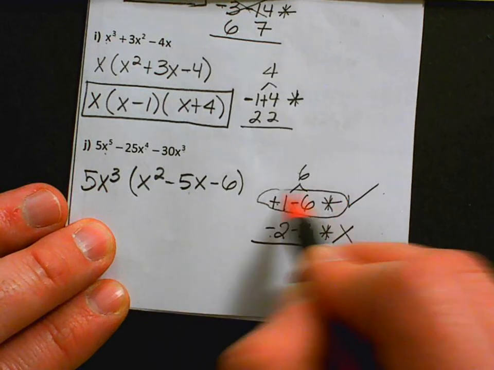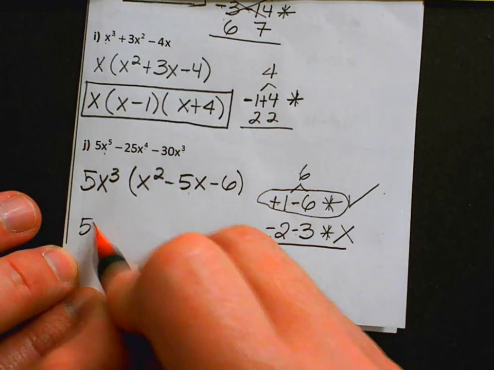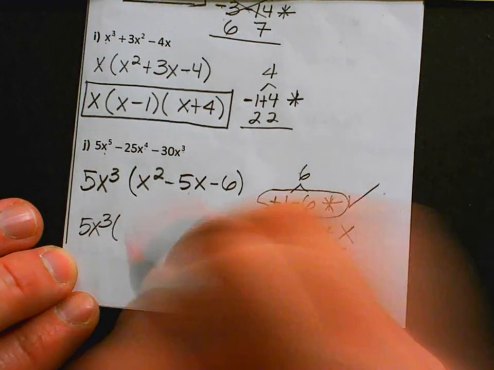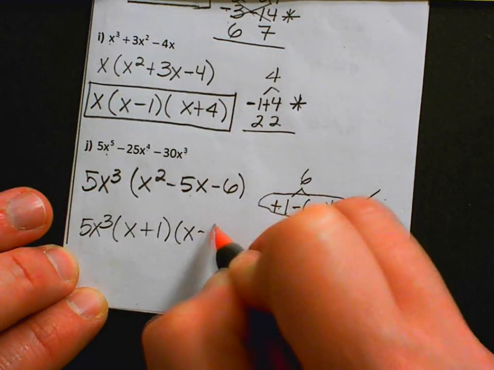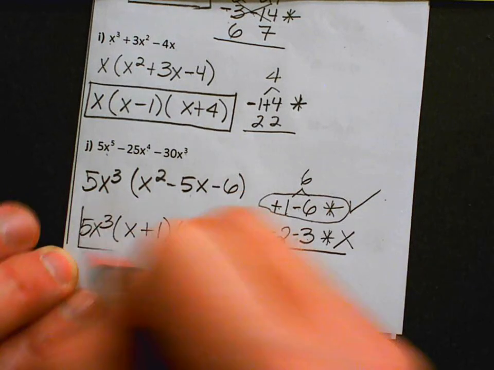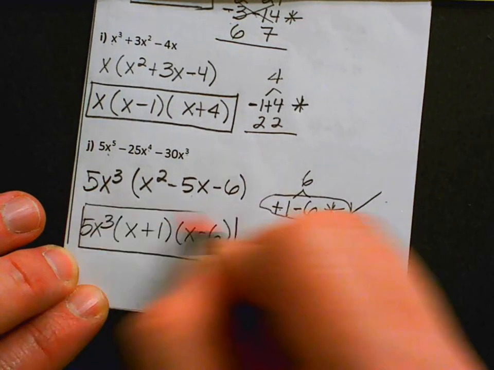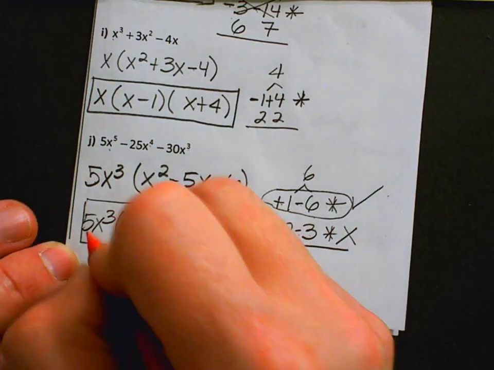So copy the 5x cubed. Cannot forget that. And this would be x plus 1, x minus 6. And that's our answer for this problem. Okay. And by the way, this is a 5 here.